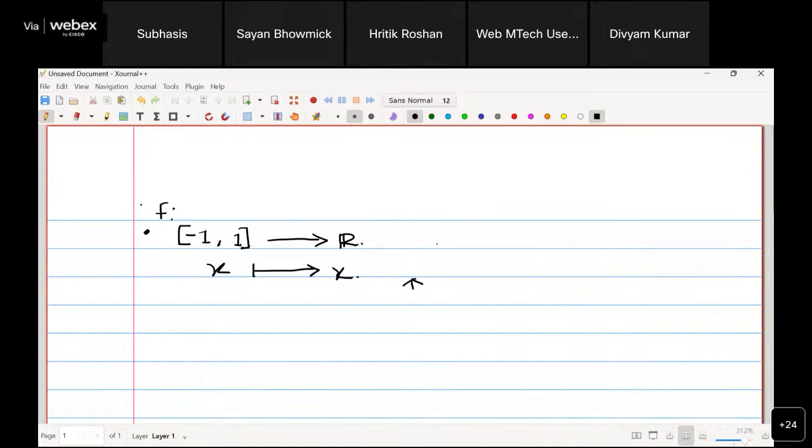If I draw the graph of this function, what will be the graph? I'll just take some part of the line y equal to x, because my domain is basically -1 to 1. So this is -1, this is 1. I can't take all the things, so I have to take only this part. This is my (1,1), this is my (-1,-1). So this is a 1-1 function.